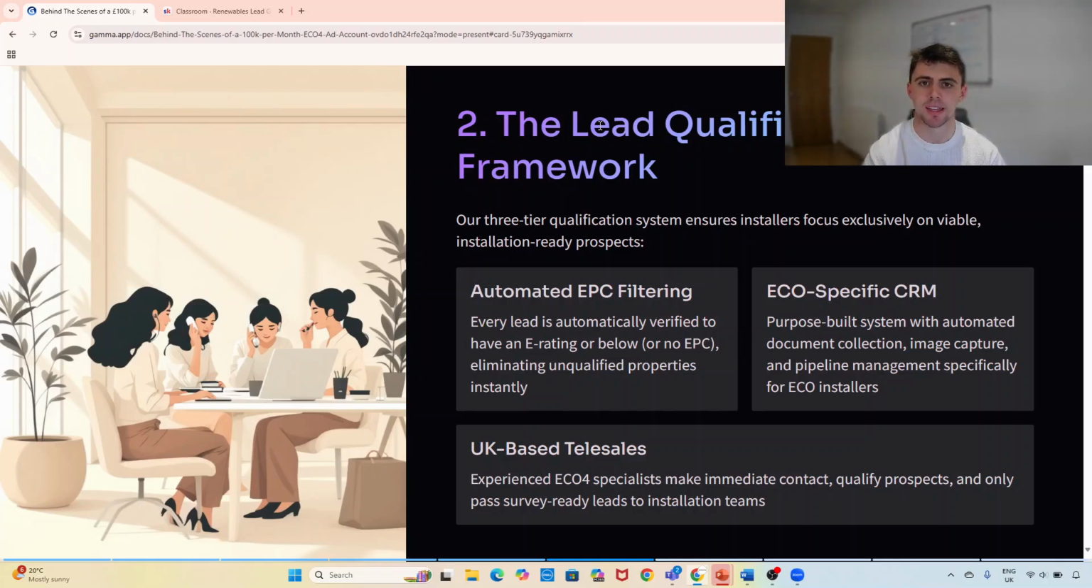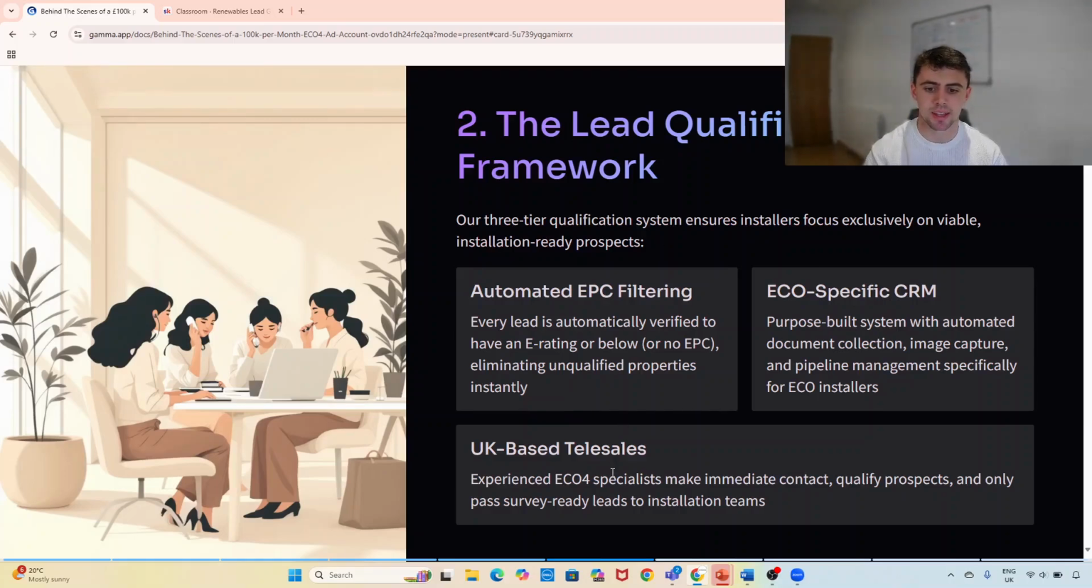Second thing we have is an ECO-specific CRM. It's pre-built with all the automations you'll need to capture documents, images, and chase up leads. It has a power dialer. So basically, those leads that you do need to chase up for documents or pictures, it makes the whole process as efficient and seamless as possible.